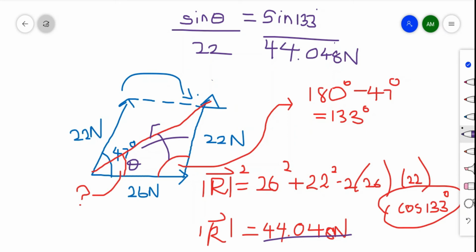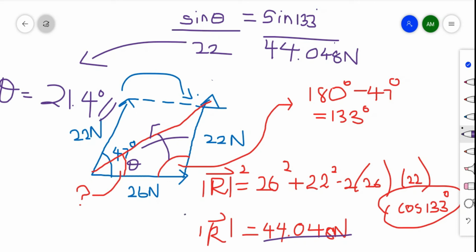So for you to do the solution, you can pause the video for a moment and try it on your own. And well, if your guesses were correct, theta would be 21.4 degrees. So the solution of that question is the resultant 44.048 Newton and the angle is 21.4 degrees.